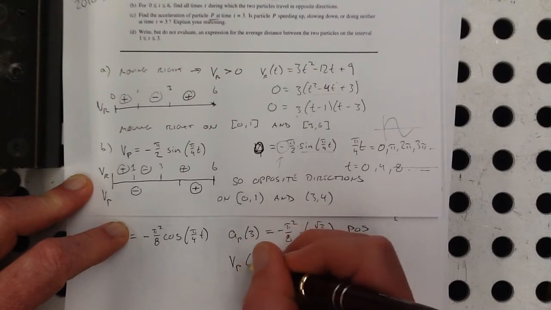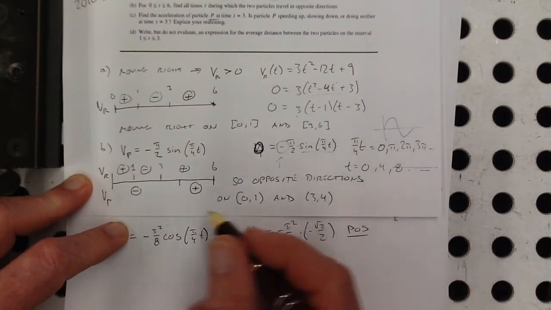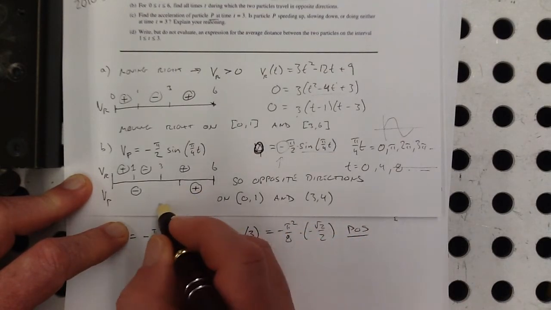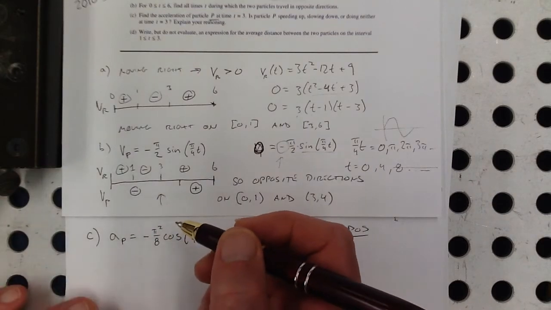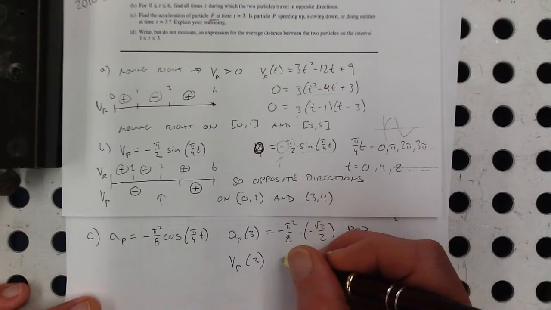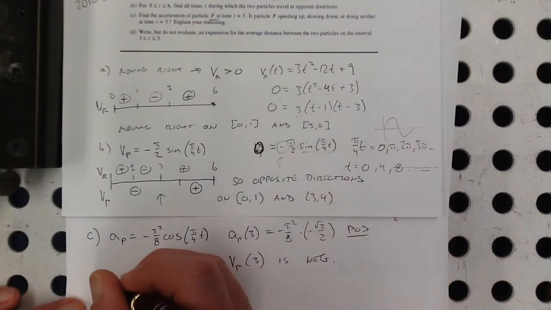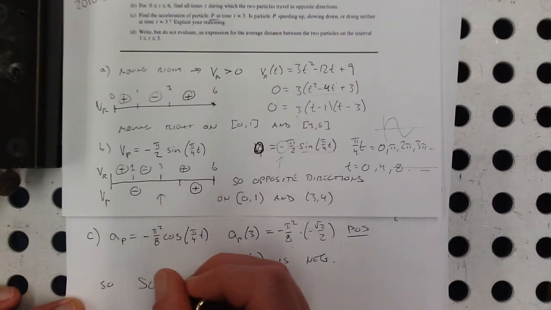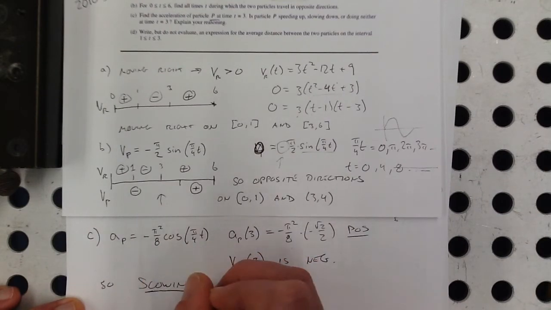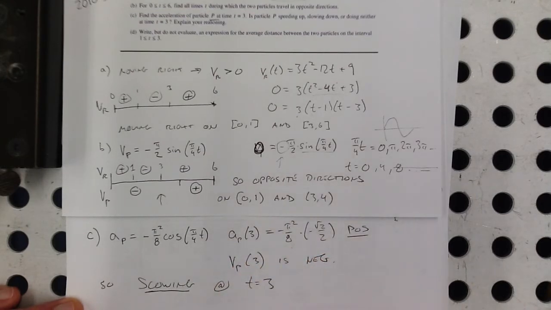And then the velocity at 3, we could find what it actually is, or we could just look at our sign chart, and I know that it is negative. So, since those two signs are opposite to each other, that means we're slowing down at time 3. And by we, I mean particle p.